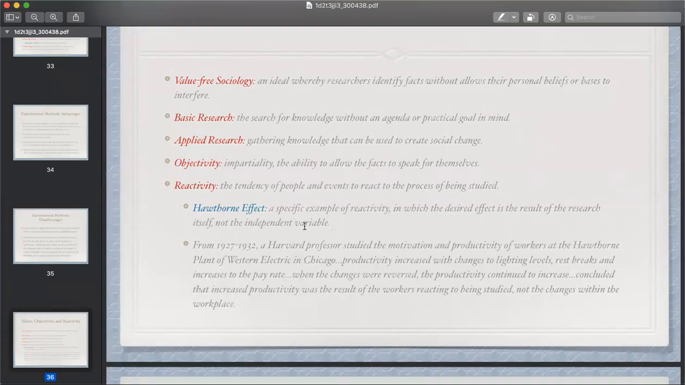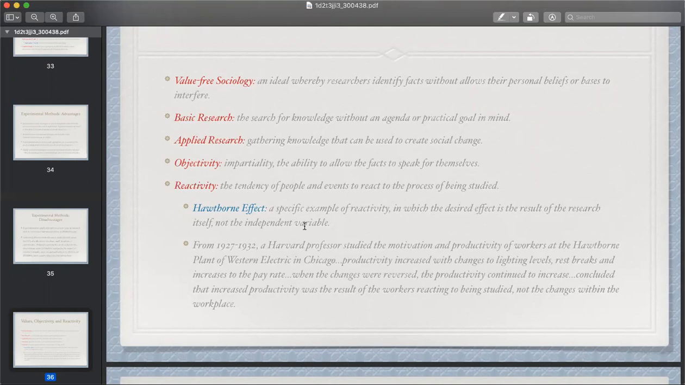So what the researcher decided to do is say, okay, why is it that when I changed the lighting, when I changed compensation levels, when I gave rest breaks, people became more productive, but then even when I took it away, people were still highly productive? Why is that happening? Well, the researcher concluded that the increased productivity had nothing to do with changing the lights, had nothing to do with changing compensation or providing rest breaks, but it had everything to do with people knowing that they were being observed, that they were being studied.